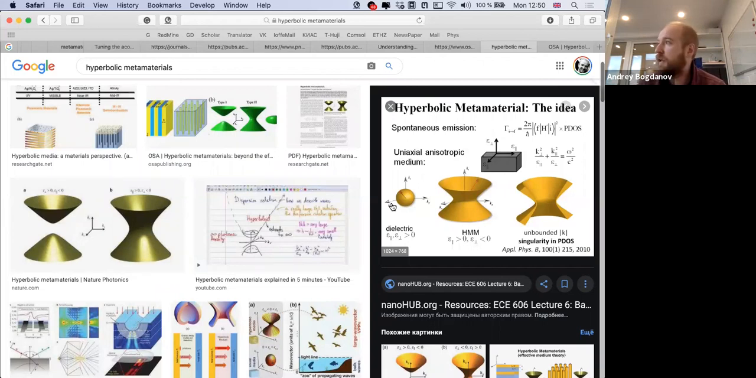Of course, it's limited, it's not infinite, because of the finite size of the dipole, and there are no perfect hyperbolic metamaterials. Usually we also have some losses, so this gives some limitations for the radiation rate. But anyway, the enhancement could be huge.